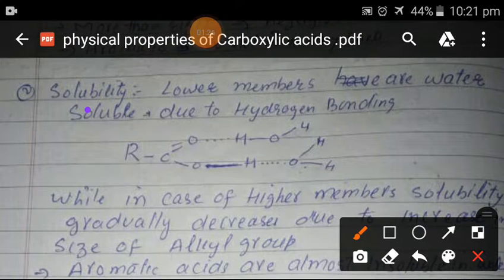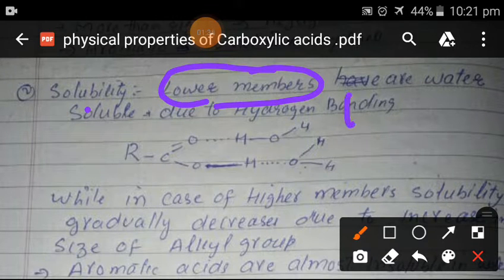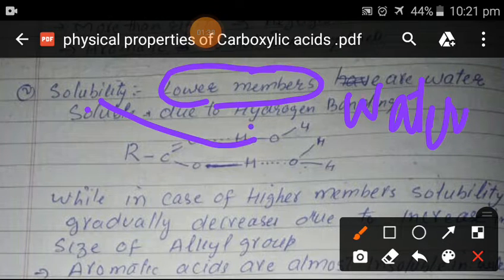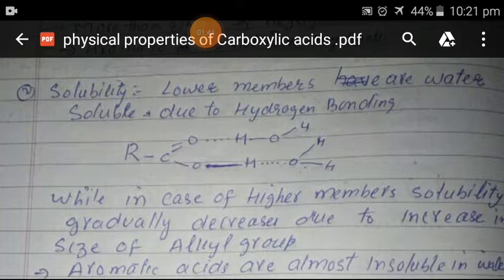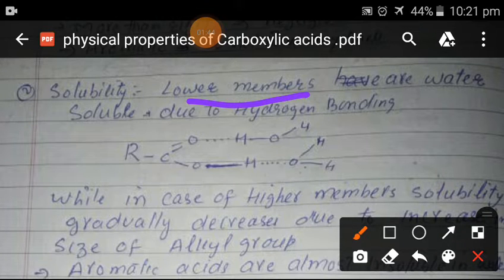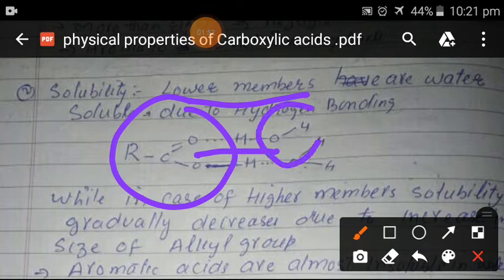Similarly, solubility of the carboxylic acids. The lower members of the carboxylic acids are water soluble. Solubility means whether they are soluble in water or not. The lower members are soluble in water due to the formation of hydrogen bonds. A hydrogen bond is formed between the carboxylic acid and the water molecule.